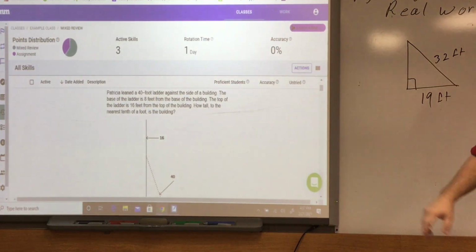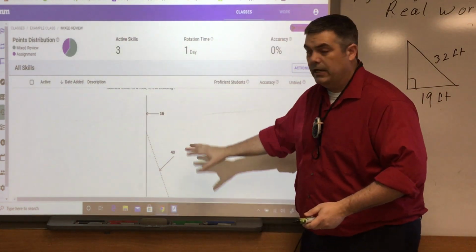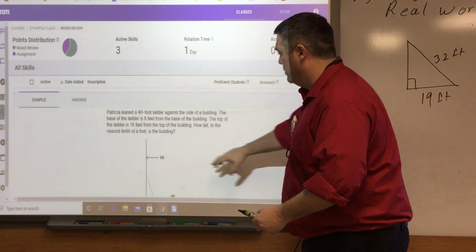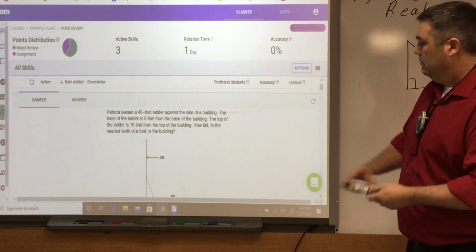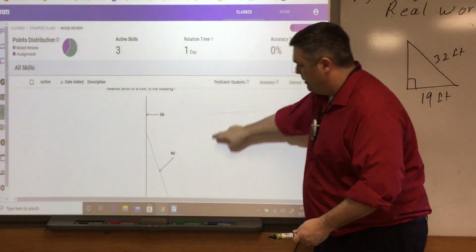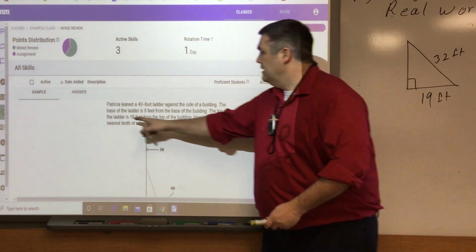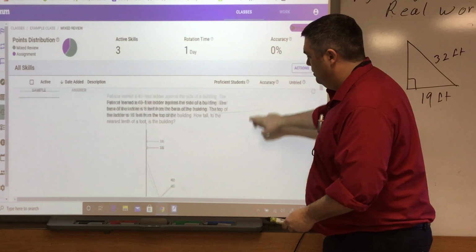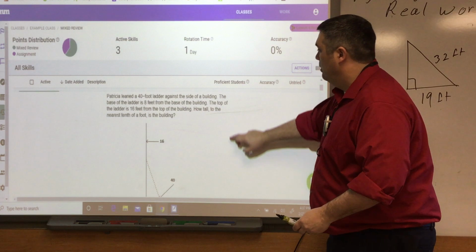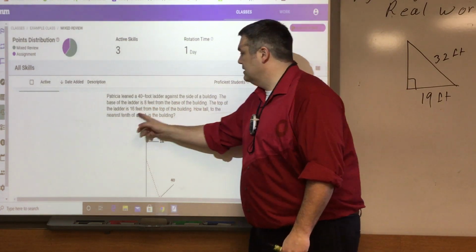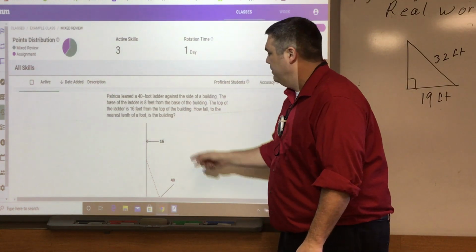Patricia, notice here, they gave us a model here to look at, but you gotta be careful with it. Let's read it and see what's going on with this right here. Patricia leaned a 40-foot ladder against the side of a building. Okay, there's our 40-foot ladder right there. That makes sense, okay? The base of the ladder is 8 feet from the base of the building. Okay, there's the base, it's 8 feet, no problem. The top of the ladder is 16 feet from the top of the building. How tall, to the nearest tenth of a foot, is the building?